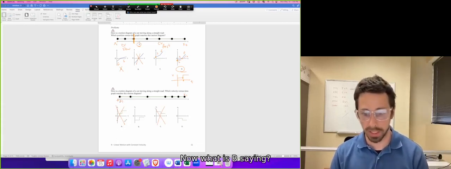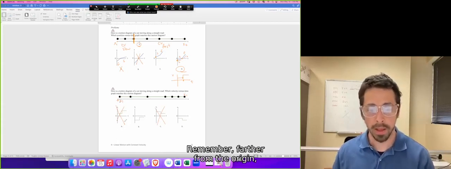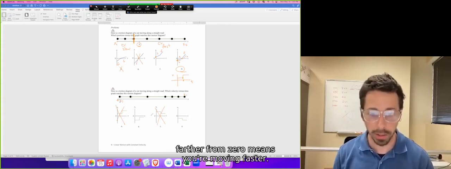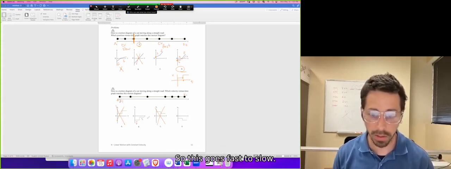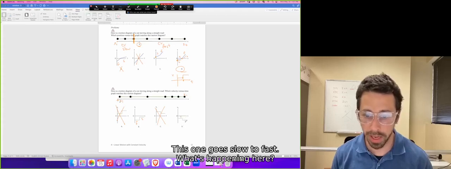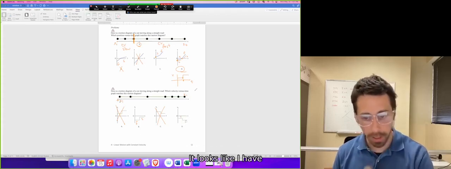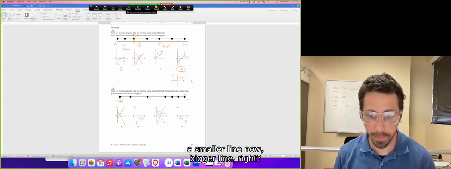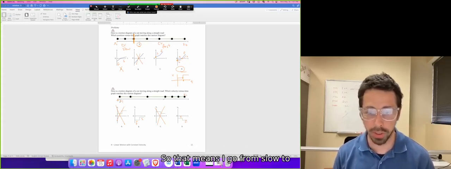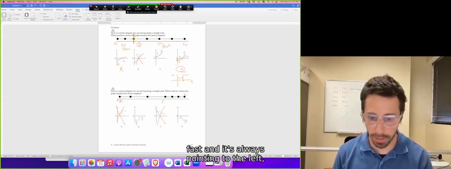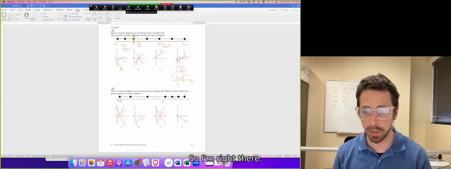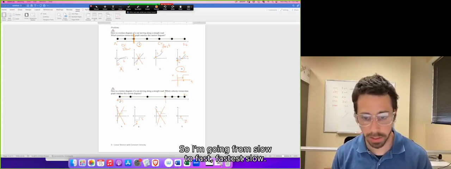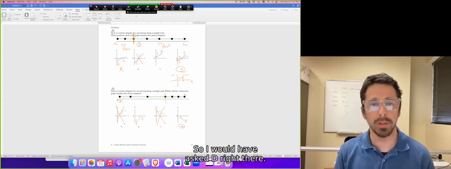Now, what is B saying? What is D saying? Remember, farther from the origin, farther from 0 means you're moving faster. So this goes fast to slow. This one goes slow to fast. What's happening here? It looks like I have a smaller line than a bigger line. So that means I go from slow to fast, and it's always pointing to the left, which means negative and negative. So I'm going from slow to fast, fast to slow, slow to fast. D, right there.